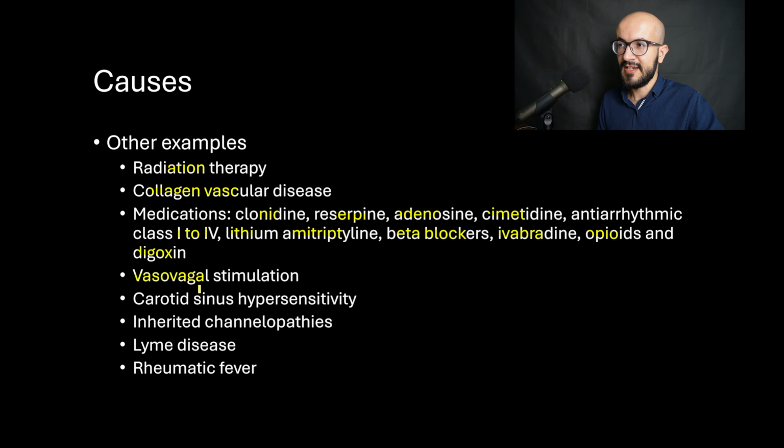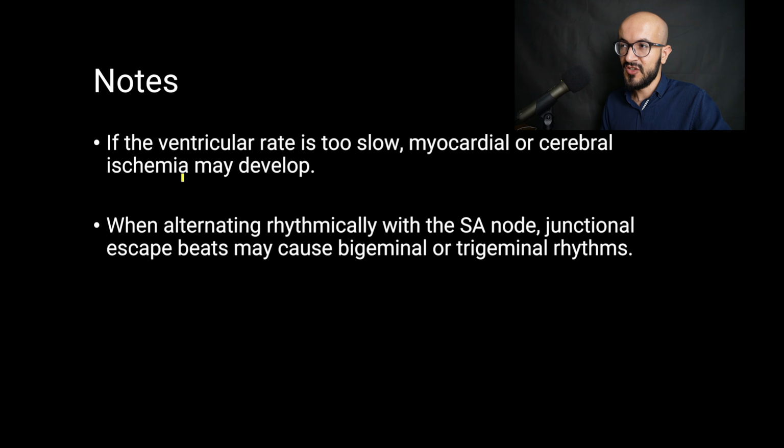Also vasovagal stimulation because it leads to bradycardia, and carotid sinus hypersensitivity also leads to bradycardia, and inherited channelopathies because the SA node has channels in it, and Lyme disease and rheumatic fever. Now there are some notes to pay attention to. So if the ventricular rate is too slow, myocardial or cerebral ischemia may develop, and when alternating rhythmically with the SA node, the junctional escape beats may cause bigeminal or trigeminal rhythms.